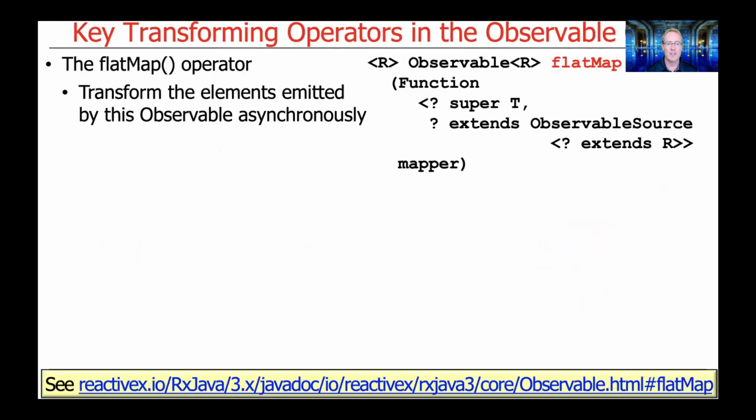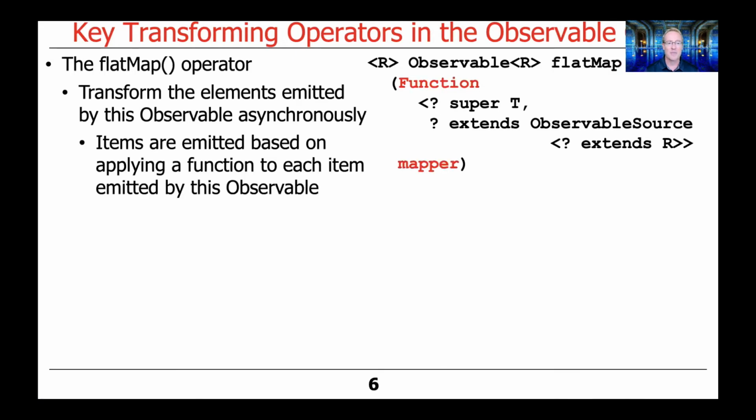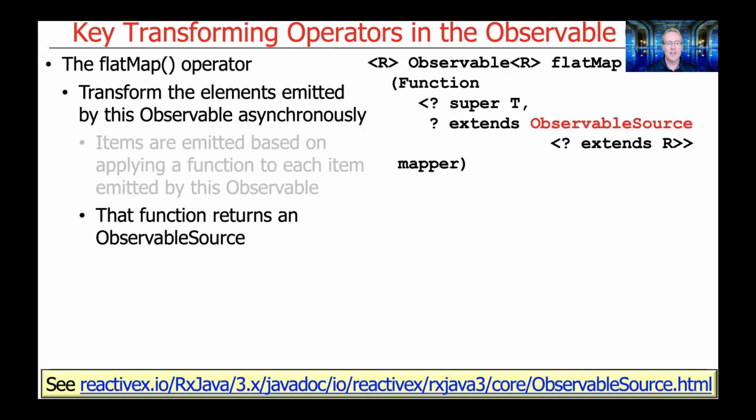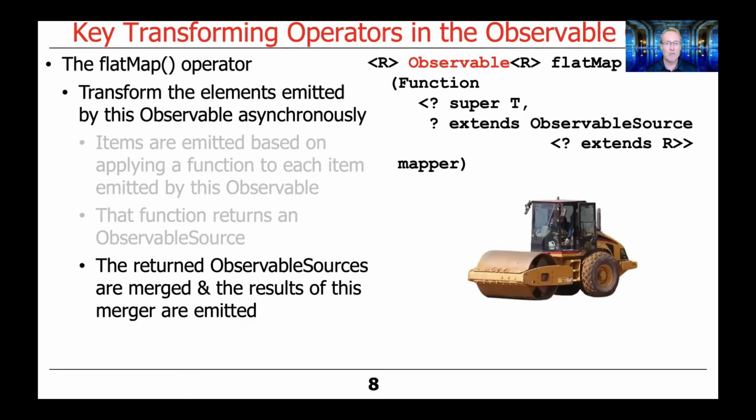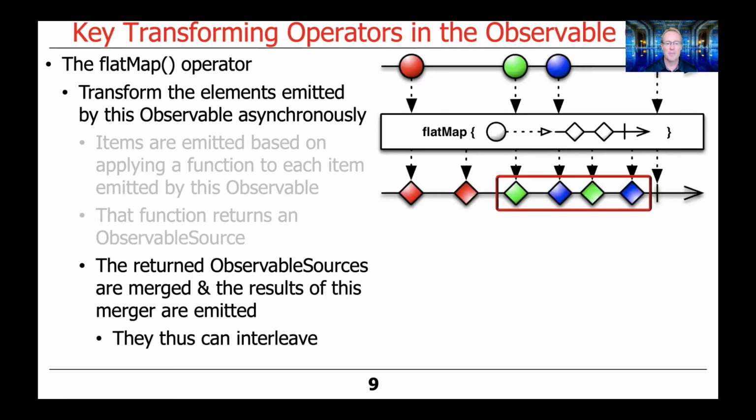RxJava program. The flatMap operator can be used to transform the elements that are emitted by an observable asynchronously. The items that are emitted are based on applying a function, which is passed as a parameter, to each item that's emitted by this observable. That function, if you take a careful look at it, returns something called an observable source. And all the observable sources are merged together, and the results of this merger are emitted by the return observable that comes back from flatMap.